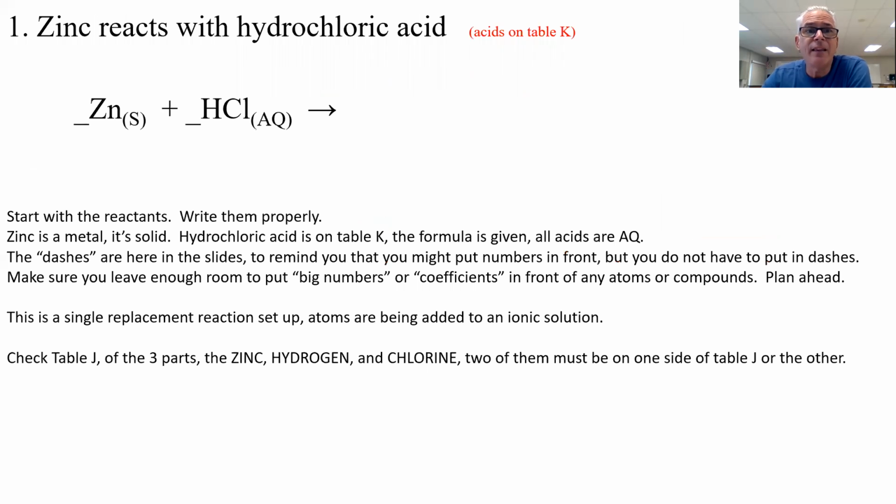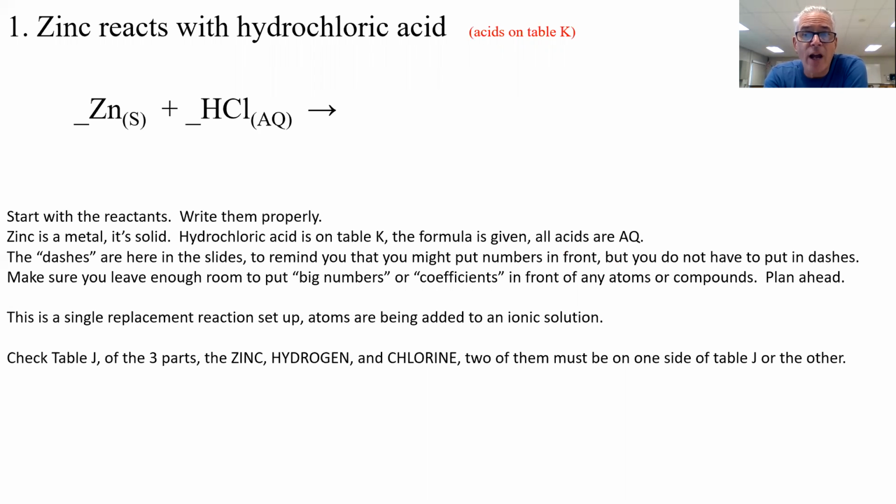Here we go. In the very first one, I'm not going to read all that stuff at the bottom. I'll talk through a lot of it, but you can read it or pause it or whatever you want. In this reaction, we have zinc reacting with hydrochloric acid. Hydrochloric acid has a formula of HCl. All acids are aqueous. Zinc is a metal. Zinc is a solid. It goes into the acid. This is the setup for a single replacement reaction where we have atoms that go into an aqueous solution.